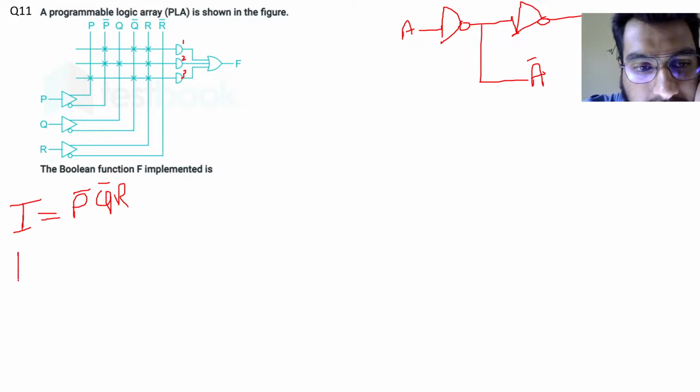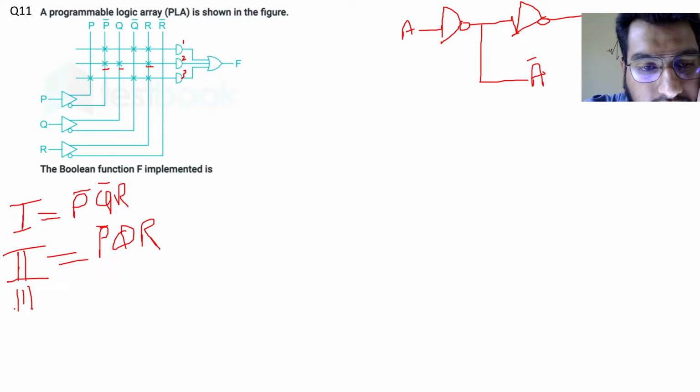Now the output of AND gate 2 is P complement, Q, and R. And finally, the third one is P, Q complement, and R.